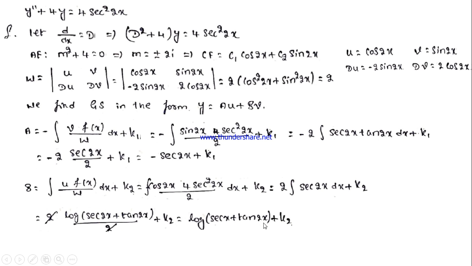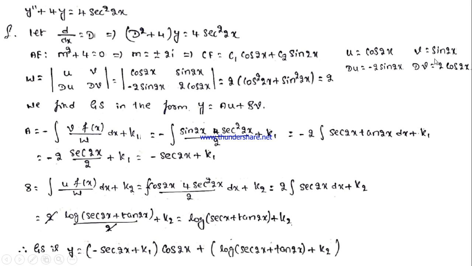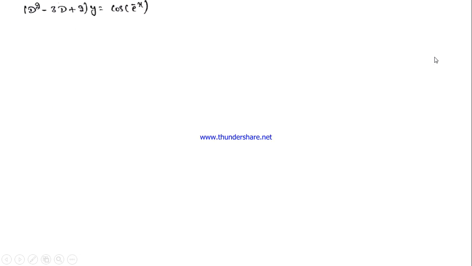So that is what I have written here, that is B. So next our general solution is as usual, y equal to a value is written into u plus b into v is written. So let me see one more example now.